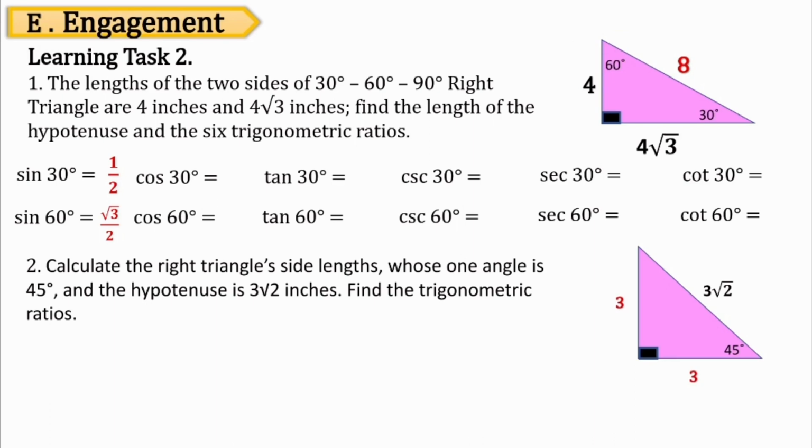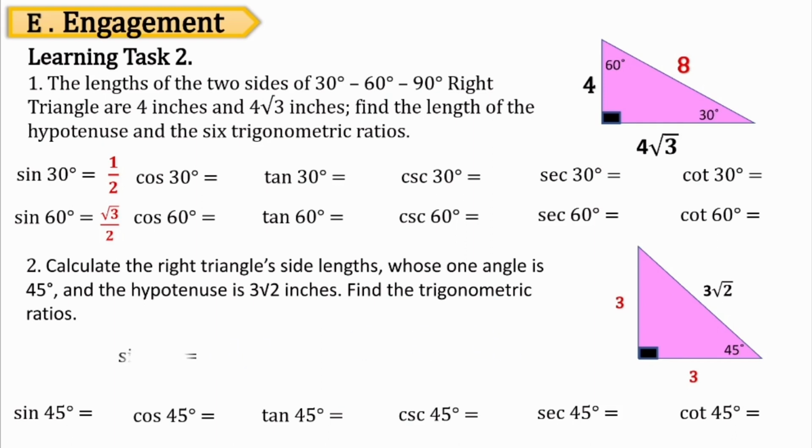And after that, pwede na natin kunin ang 6 trigonometric ratios. At para may bonus ulit kayo, sasagutan ko na dito class yung sine 45 degree. So, sine 45 degree natin, opposite over hypotenuse. So, opposite natin ay 3 and hypotenuse natin class ay 3 square root of 2. So, magiging 3 over 3 square root of 2.